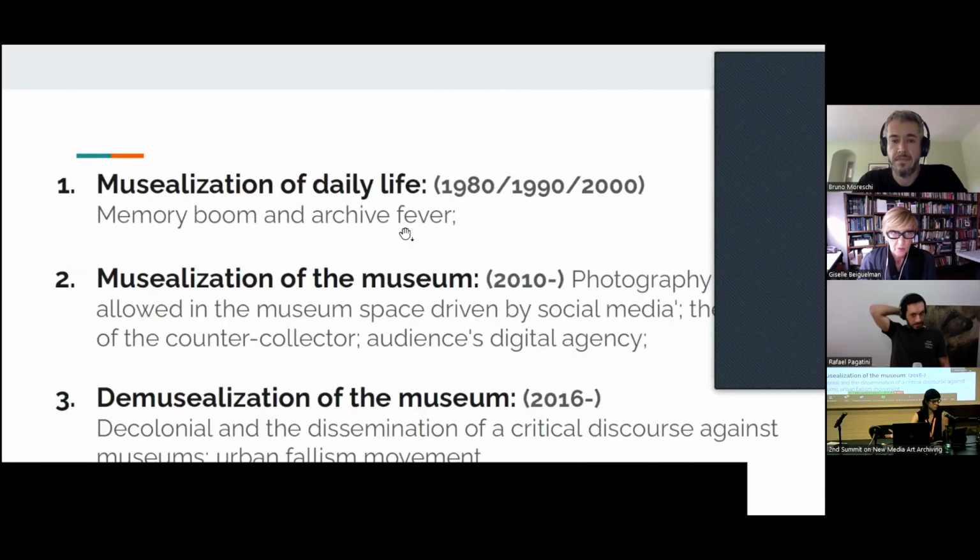So from this idea, I'm using the notion of musealization for three different moments. The first one originated in the memory studies discussion in the 80s, when we started to hear about the musealization of daily life as part of the debate about the memory boom and the archive fever. The second one is what I'm calling the musealization of the museum, which started to happen mostly since 2012, more or less, when most museums started to allow visitors to photograph inside the galleries. And the third moment would be what we are calling the demusealization of the museum.